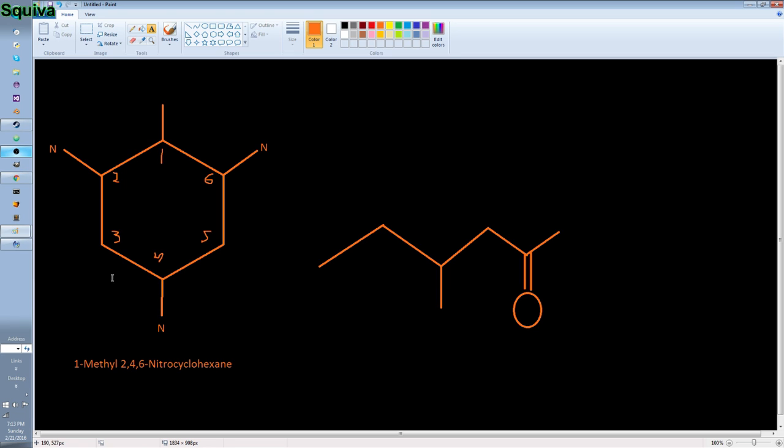We know it's a cyclohexane because it's a ring, and we know it's hexane because it has 6 carbons. We know there's 1 methyl because we have a methyl on our 1 spot, and then we know that on the 2, 4, and 6, there are going to be nitros. And as you can see, if we labeled it the other way, 2, 4, and 6, it'd be the same thing. So it's 2, 4, 6 nitro. Alright, I hope you understood that. I go a bit fast.